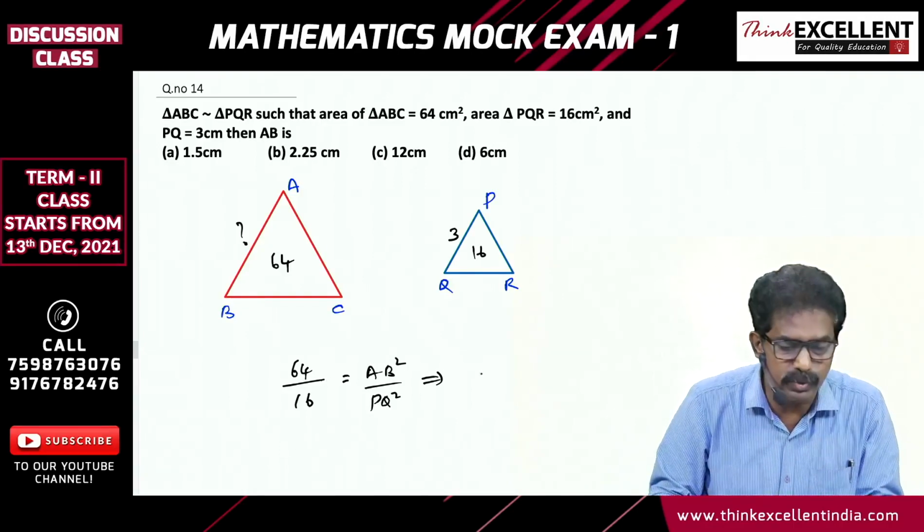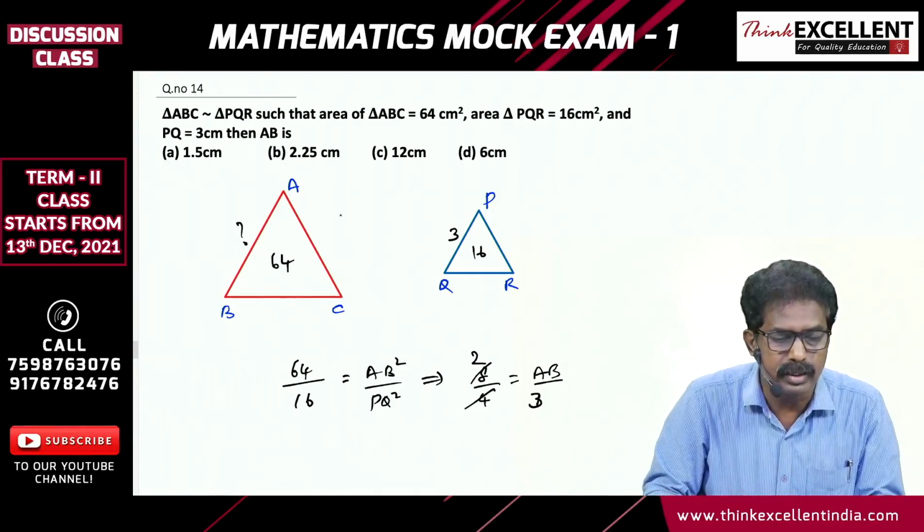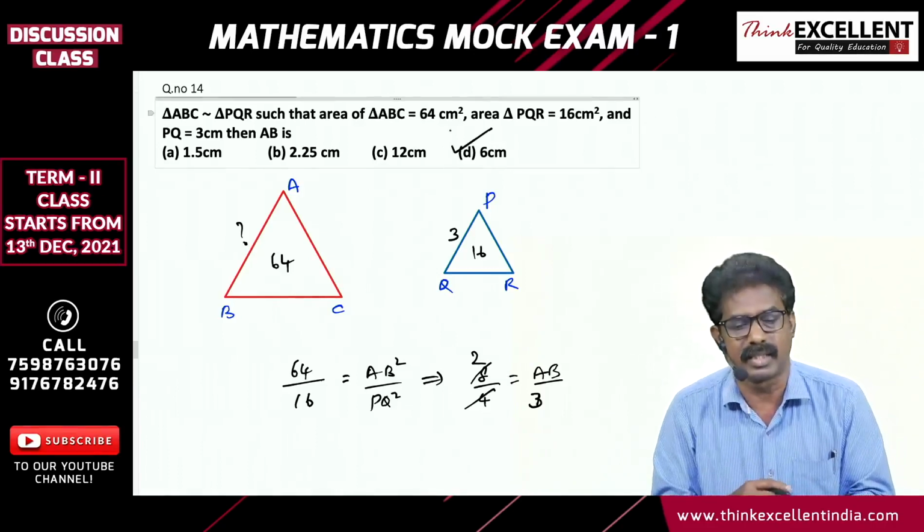64 square root is what? 8. 16 square root is 4. AB by PQ. PQ value you know. PQ value is what? 3. Now cancel 4 and 8 to cross multiply. AB is equal to 3 into 2, 6. D is the correct answer, right?